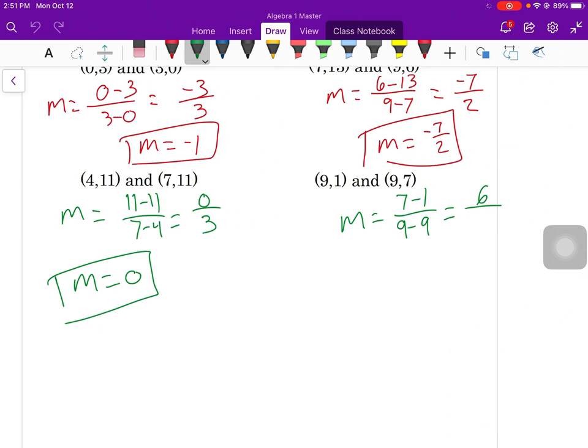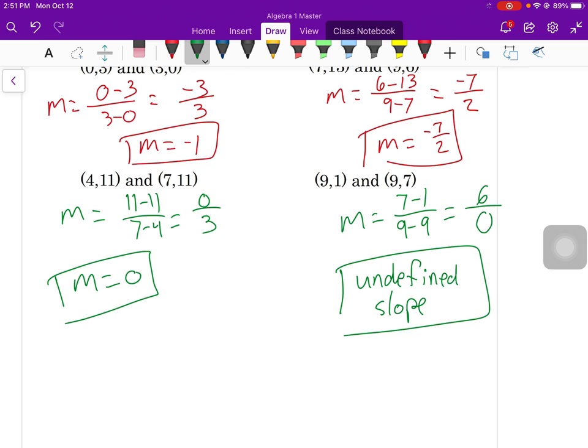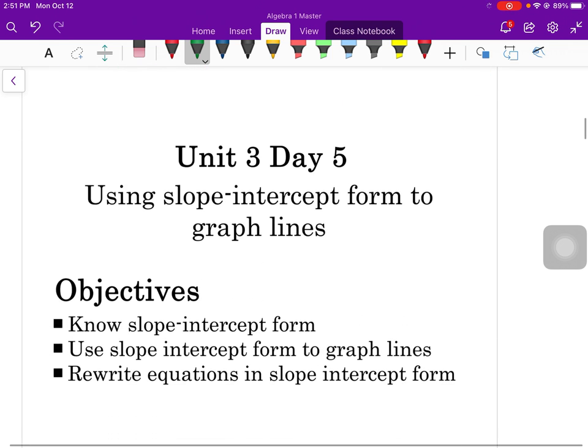So you can never divide anything by 0. So I'll put that 0 back again. And that means we have undefined slope. You've got a cliff. There's no slant to it whatsoever.